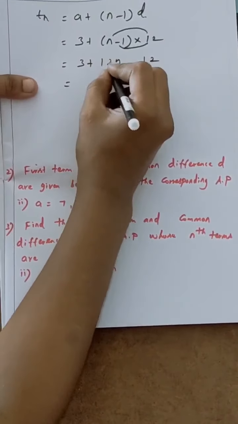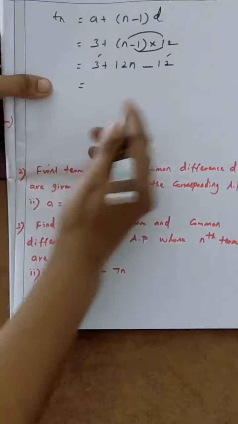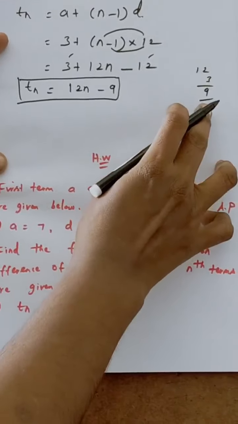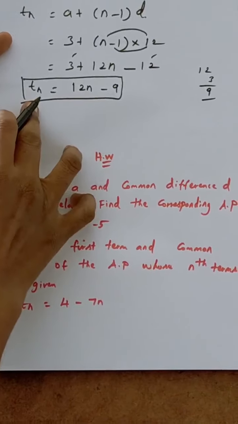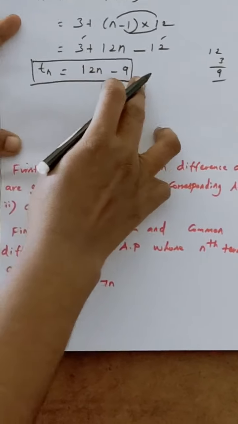So write the terms: this is the constant term, 3 minus 12. So what's the answer? 12 minus 3, 12 minus 3. So answer 9. So Tn equal to 12n minus, the bigger number's sign is minus, so 12n minus 9.